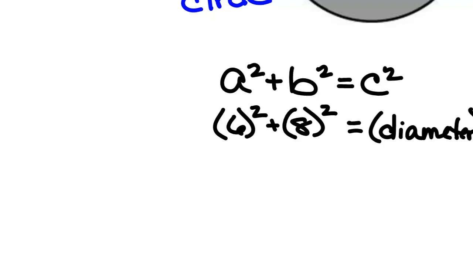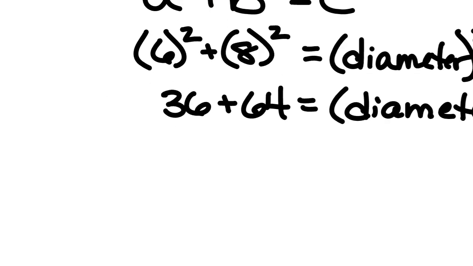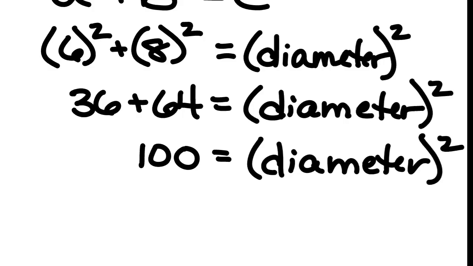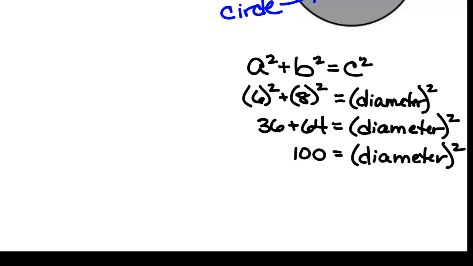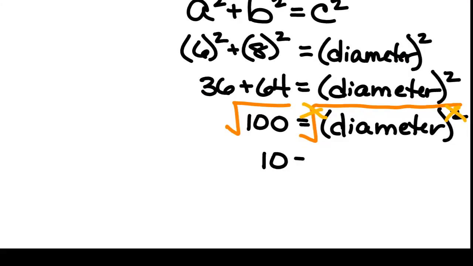What is 6 squared? 36. 8 squared is 64. So 36 plus 64 equals diameter squared. What is 36 plus 64? 100 equals diameter squared. I don't want the diameter to be squared, though. I want just the diameter. So what do we do? Square root. If you do it to one side, you've got to do it to the other side. So the squared and square root cancel out over on the diameter. What is the square root of 100? 10 is equal to the diameter.